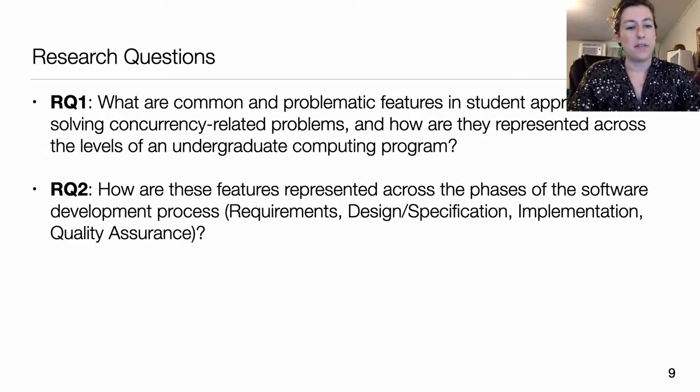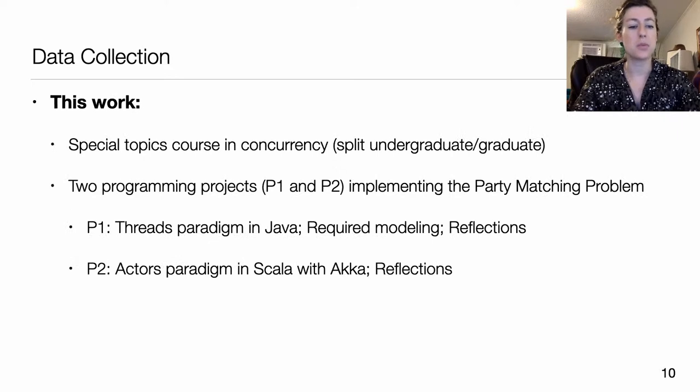But then we are left wondering about the rest of the software development process. So our second research question is, how are these features represented across the phases of the software development process from requirements analysis through quality assurance? For this work, we focused on both research questions and sought to collect student responses representing later phases in the software development process. We studied students in a special topics course in concurrency in the spring 2019 semester, which contained two programming projects used in the study.